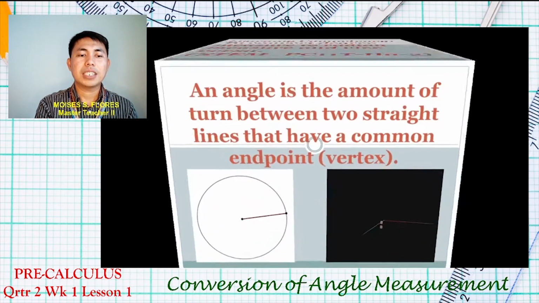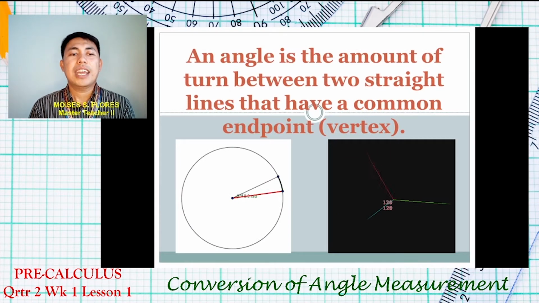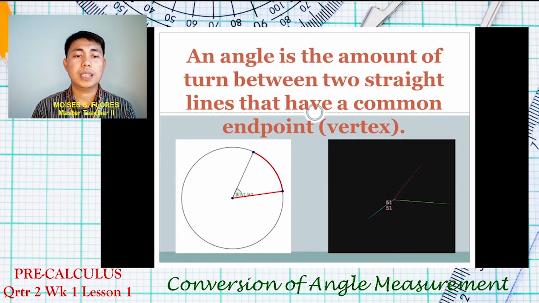Now, let us have the definition of an angle. An angle is said to be the amount of turn between two straight lines that have a common endpoint. This common endpoint is called your vertex. As you notice here in our two diagrams, this green segment is called your initial side. On the other hand, the red one that is moving is called your terminal side.